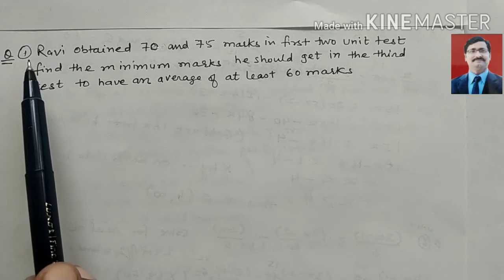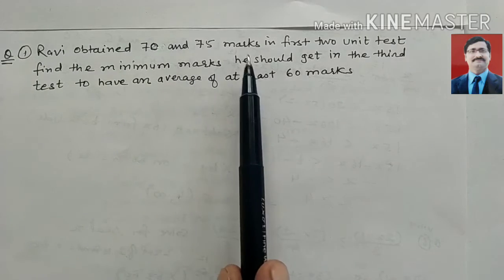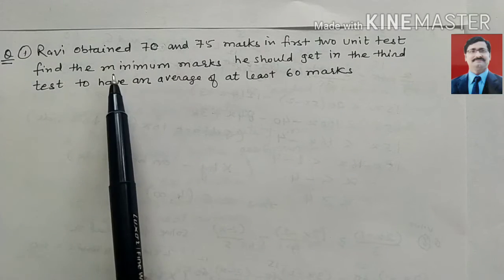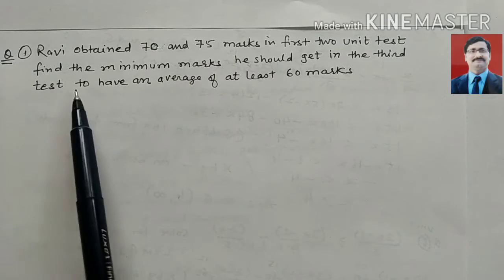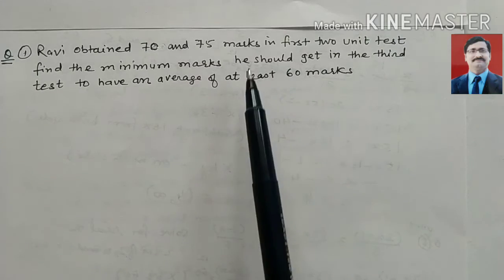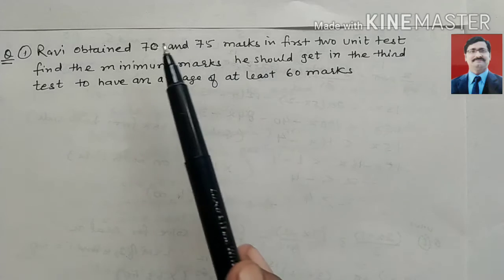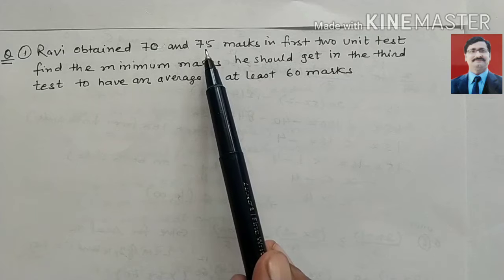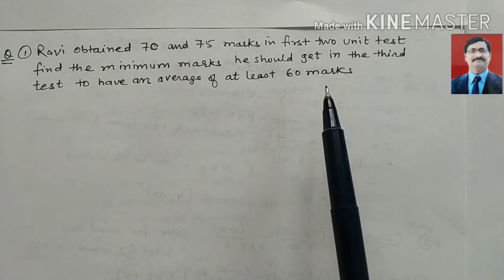Look here students, one question is, Ravi obtained 70 and 75 marks in first 2 unit tests. Find the minimum marks he should get in the third test to have an average of at least 60 marks. He wants an average of 60 marks over all these 3 exams. First exam 70 marks, second exam 75 marks, and third exam, what should he get? So that we have to find.